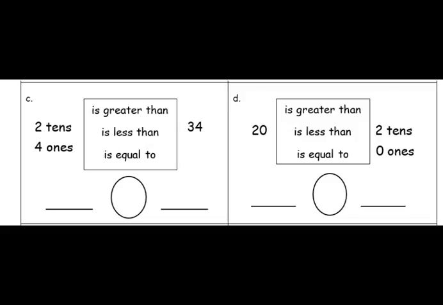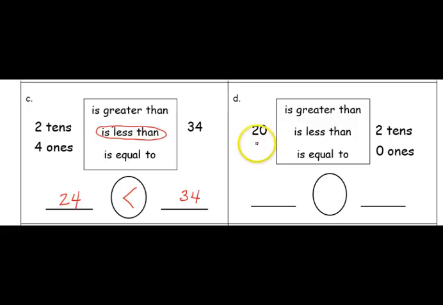And we have a couple more examples here. I'm comparing 2 tens and 4 ones to 34. Well, 34 has 3 tens and 4 ones, so that's the bigger number. That means the first number is smaller. I would say 2 tens and 4 ones is less than 34. 2 tens and 4 ones is 24 in standard form. It is less than 34 when we read our statement from left to right.